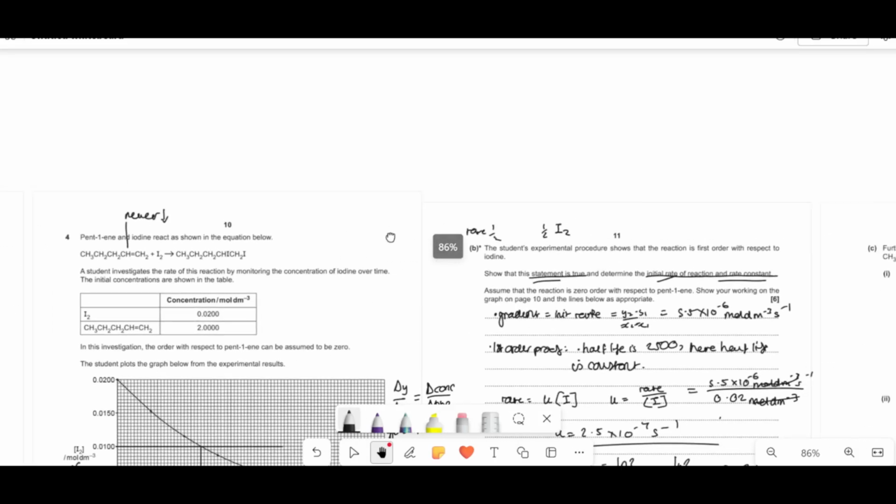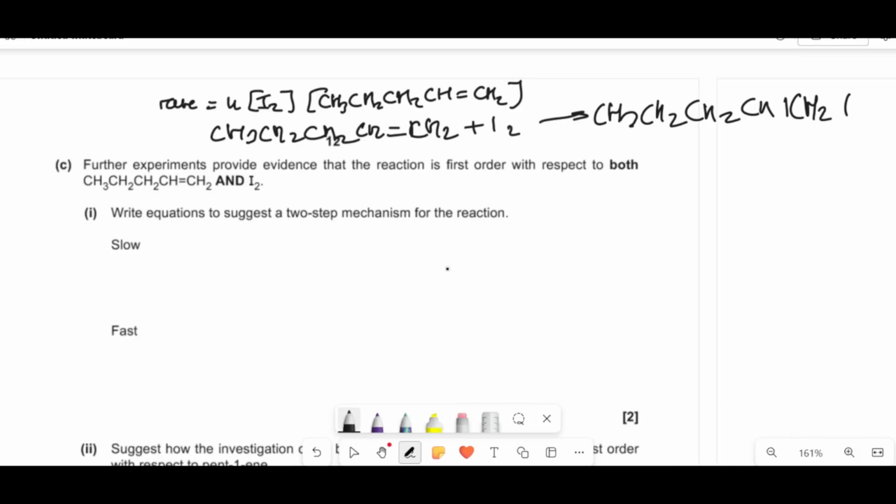So if I just zoom out really, really far, what you should always do is write out the rate equation, because that's going to be the rate determining step, the step that is the slowest, and the reaction can only go as fast as that.